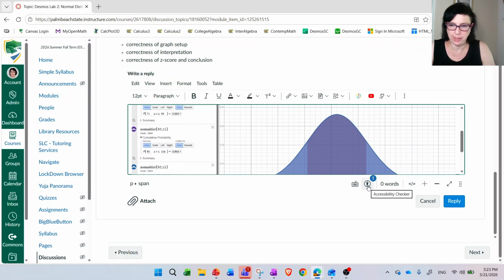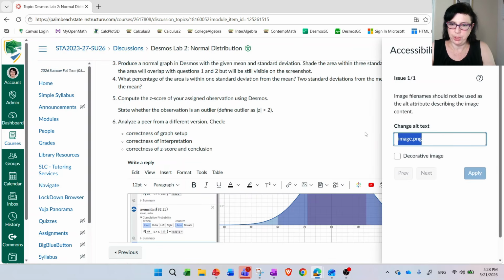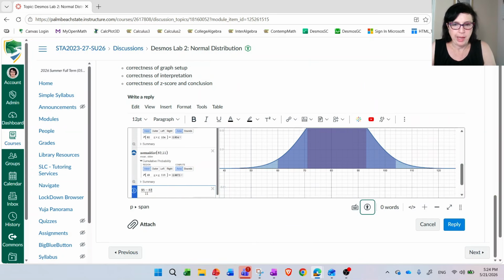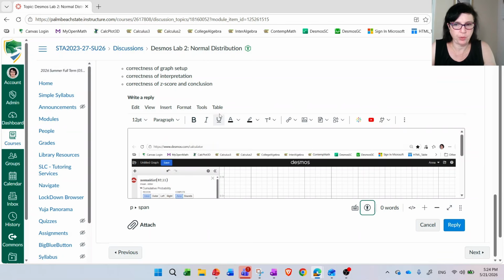The only thing it doesn't like is the accessibility. I will need to change this to something like Desmos Lab to submission. Whatever. Apply. Okay, so it's fine. And then I have to answer the questions. So what are the questions?